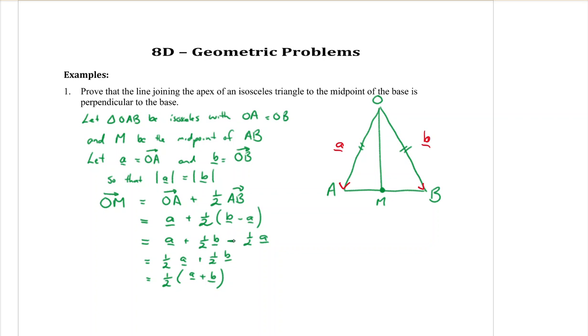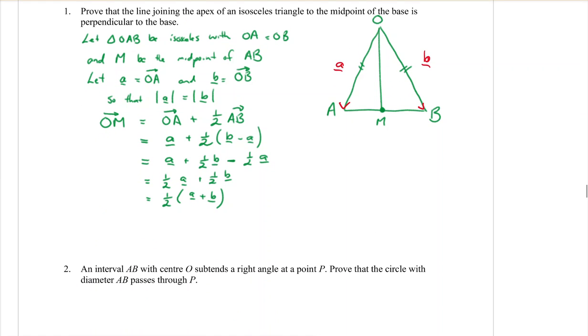Okay, so that's OM. Now, as I said, I'm going to multiply, I'm running out of room here, so we're going to have to write small. I'm going to have to multiply the OM with the AB. That's a multiply. Now, OM I just found. OM is going to be equal to the half bracket vector A plus vector B.